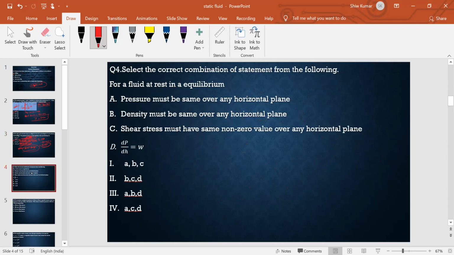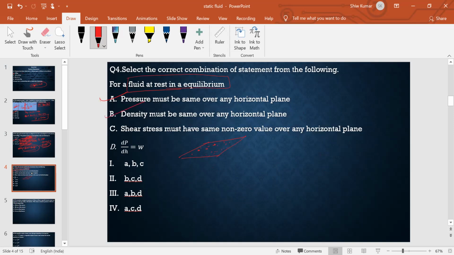Next question we'll see here. Select the correct combination of statements from the following for a fluid at rest. If the fluid is at rest, in equilibrium, the pressure must be the same over a horizontal plane. That is correct. If I assume this is the plane, then at any point in a horizontal plane the pressure must be the same, because the pressure varies in a downward direction, or the vertical direction. So this is correct. Density must be the same over a horizontal plane. That is also correct, because it's an isotropic material, so everywhere the liquid density is the same.